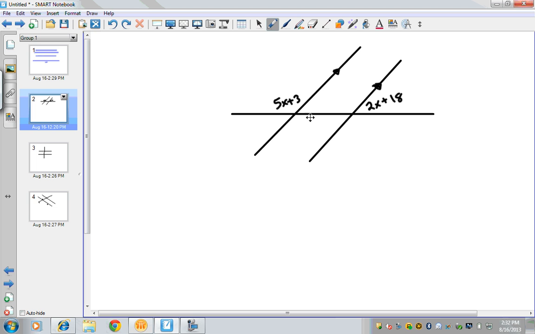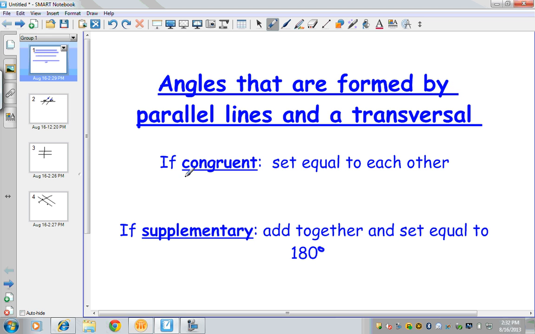You have two parallel lines here. Notice that they're parallel lines by these two symbols. And of course, this is the transversal line here. Now the question you have to ask yourself: are these two angles congruent or are they supplementary?